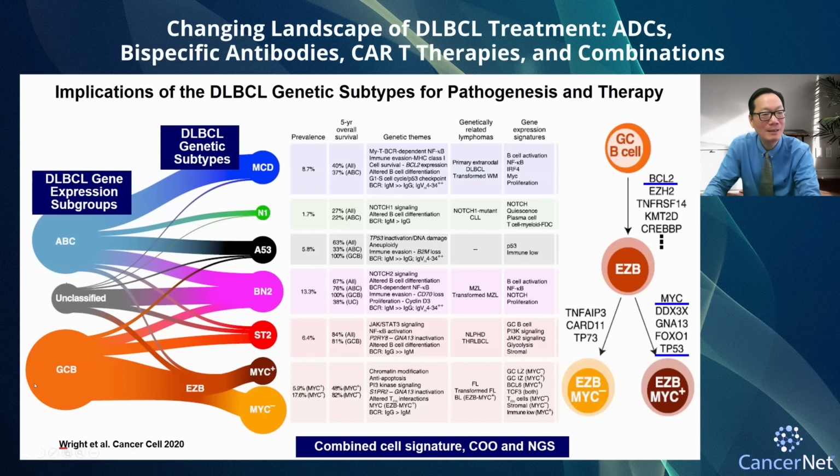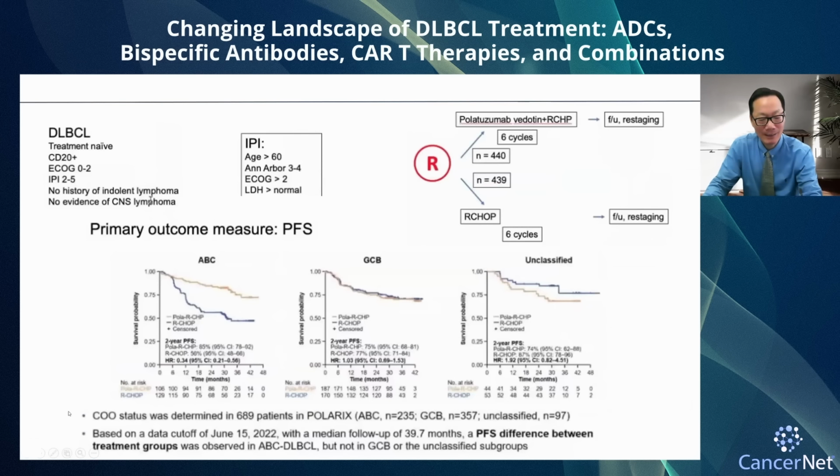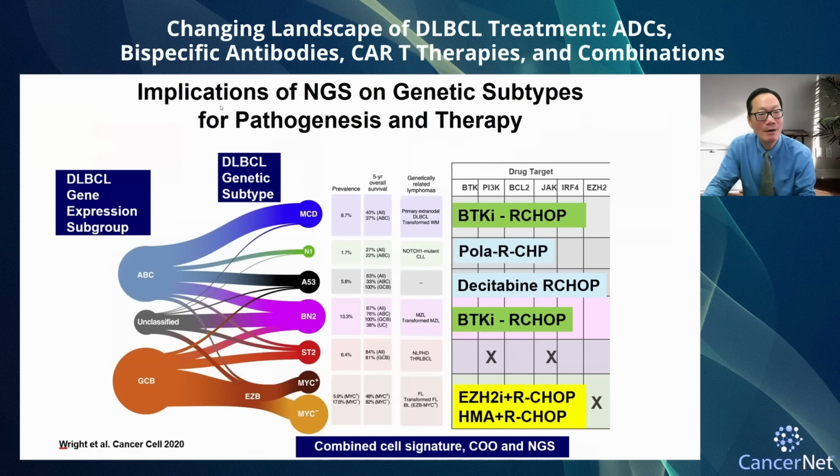For example, if we only base it on the cell origin, the excellent POLARIX study, by using Pola plus R-CHP, can improve the clinical OS and PFS of ABC patients, but does not change outcomes in the GCB patients. So this is a major progress made based on the cell origin. But if we combine cell origin and genetic mutation NGS analysis, maybe in each subgroup we're able to design different treatment and improve outcomes for precision management.